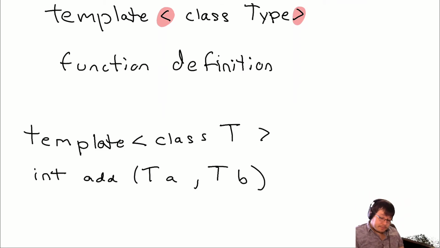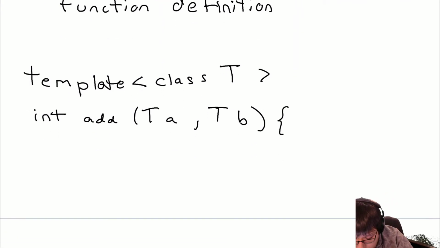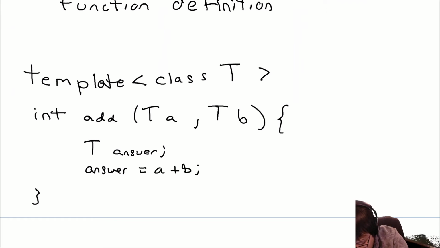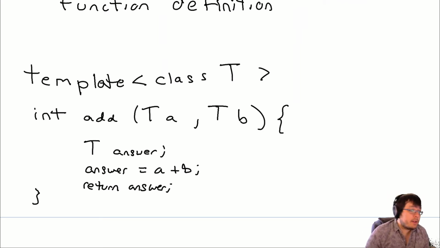And so now inside our function, we can go ahead and create variables of this type. So we can say T answer as we had it. We can then do answer equals A plus B as we had it. And finally, we can also do return answer. And there you go. You have now written a templated function. So let's go ahead and plug this in the actual code.